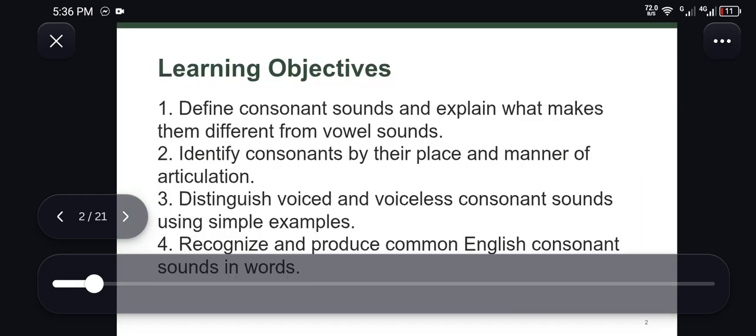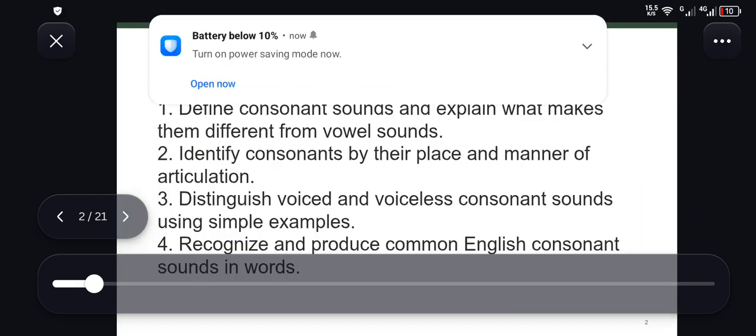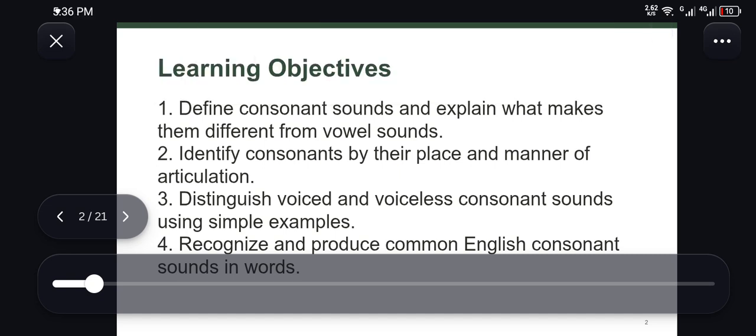We have the learning objectives. First, define consonant sounds and explain what makes them different from vowel sounds. Second, identify consonants by their place and manner of articulation. Third, distinguish voiced and voiceless consonant sounds using simple examples. And fourth, recognize and produce common English consonant sounds in words. These are the objectives that we can obtain after the discussion.